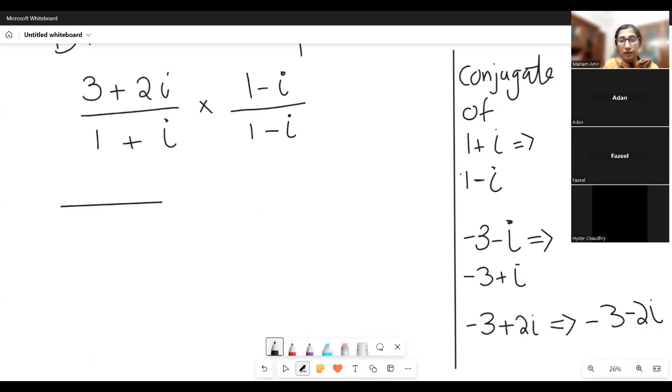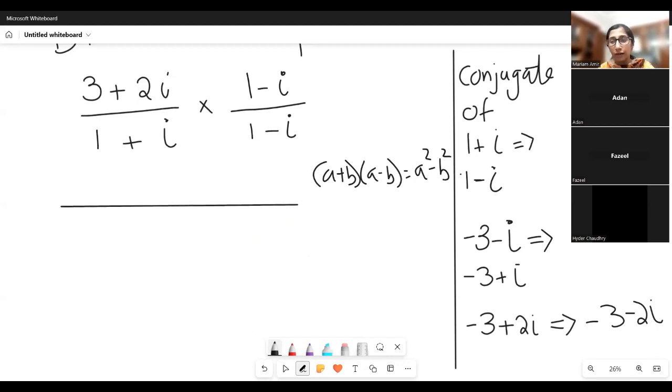Now, what happens in the denominator? Notice we have this identity, a plus b times a minus b, which is what? A square minus b square. You'll always have this identity when you multiply with the conjugate pair. Okay, so it's going to be 1 square minus iota square. And you already know what is iota square. That is -1. So the denominator becomes 2.